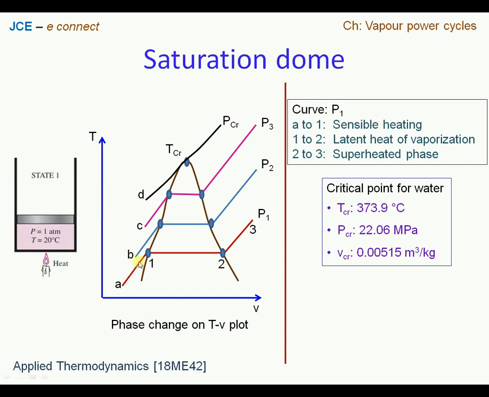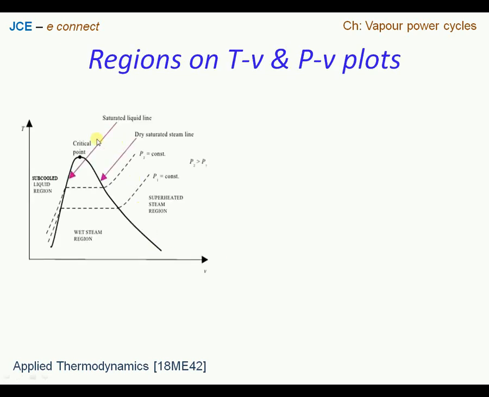Now if we get rid of the pressure curves and retain the saturated vapor curve and saturated liquid curve, that is this dome, then on the same TS plot it appears like this. We have the left part of the curve, called the saturated liquid curve, and the right portion, called the dry saturated vapor line or saturated vapor curve. The point at the peak is called the critical point.